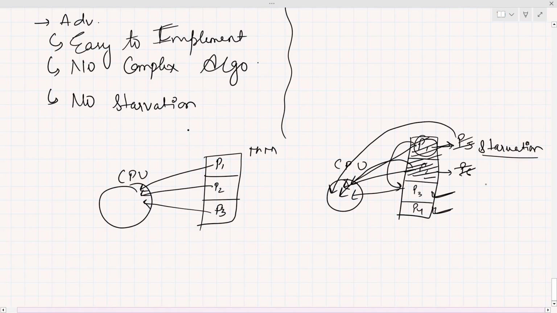This is called starvation, and in FCFS starvation is not possible, because the process that comes first gets the CPU first. P1 executes, P2 executes, but P5 will not execute before P3 in FCFS. FCFS says the process that comes first gets the CPU first. P5 comes after P3, so P3 gets the CPU and then P5. But in some algorithms this is not the case: the new process gets the CPU, and the process already in the ready queue has to wait for a very long time, for an undefined amount of time. This is what starvation is.